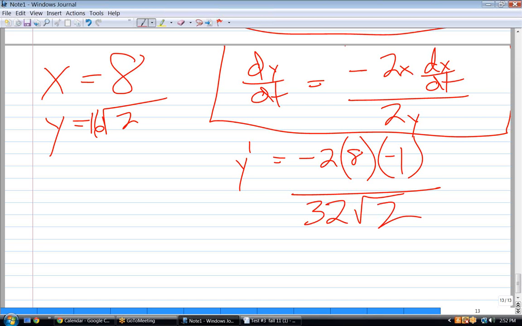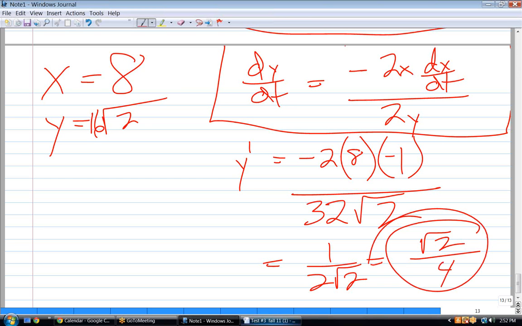Well, pretty sure I did this correctly. I'm not sure why I'm getting a positive number as opposed to a negative number. So this gives us 16 over 32, or 1 over 2 root 2, or root 2 over 4. That's the change in y.